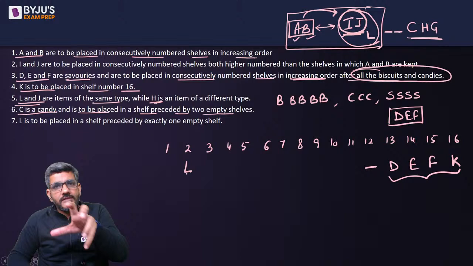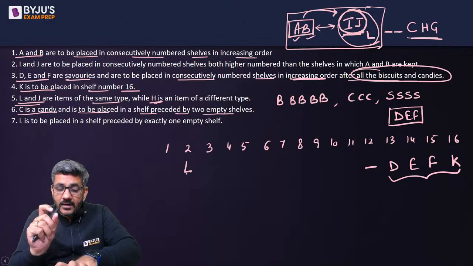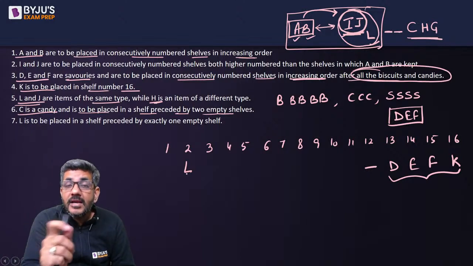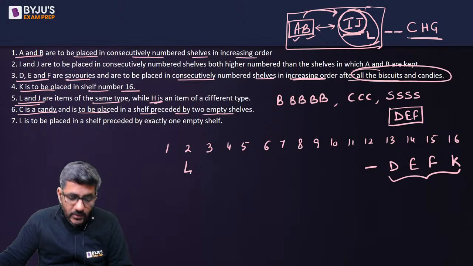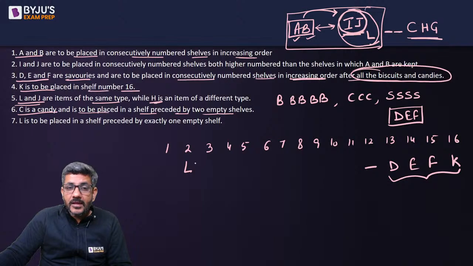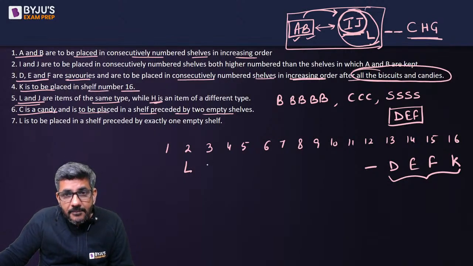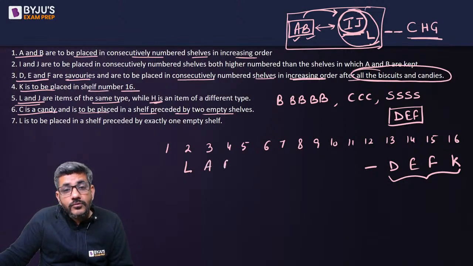Because when all of them are clustered together, you can't have anyone in the middle which is empty. That cannot happen. So L must be the one according to this. Okay, so L comes here. After that will come A, B, and after that I, J, but in any order. About I and J we do not know the order.